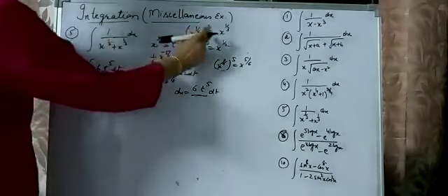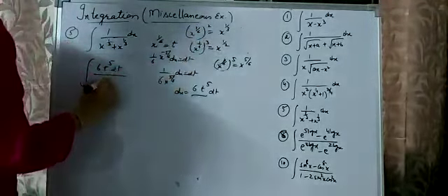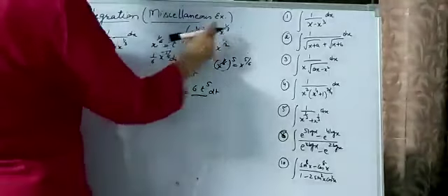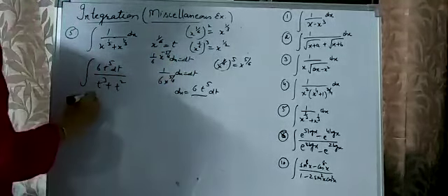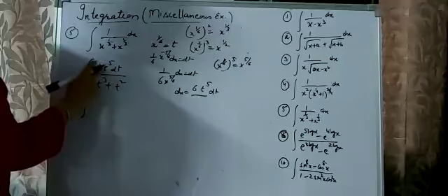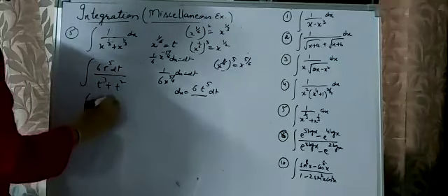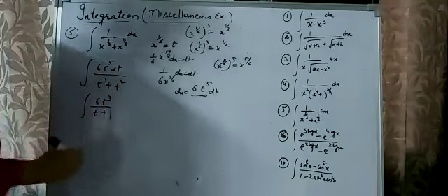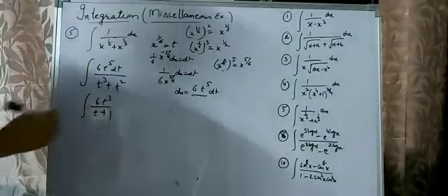And what is x raised to power 1 by 2? This is t cube. And what is x raised to power 1 by 3? That is t square. So you will take this t square common and it cancels with this. So you will get this. So how will you solve this?